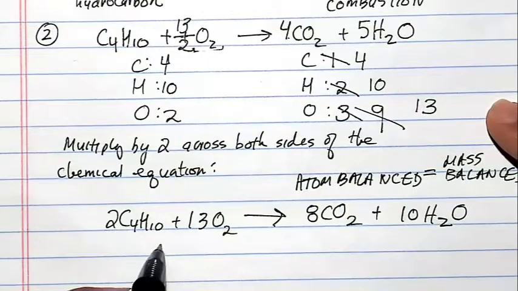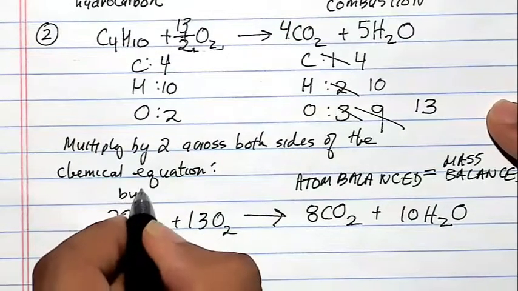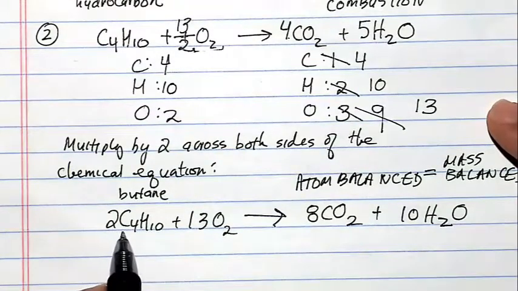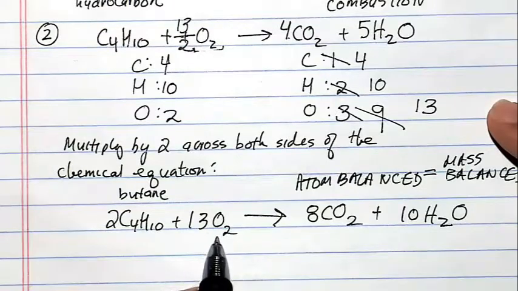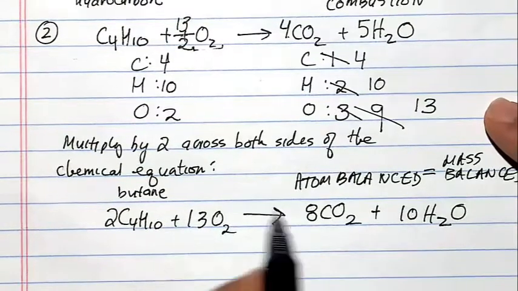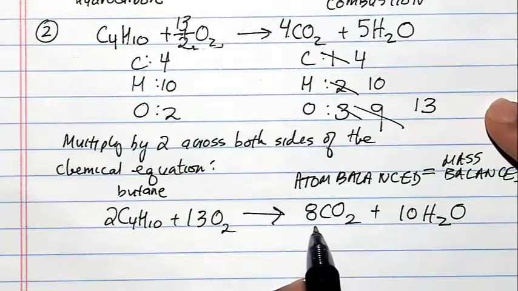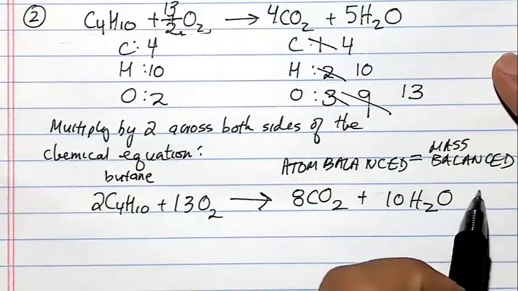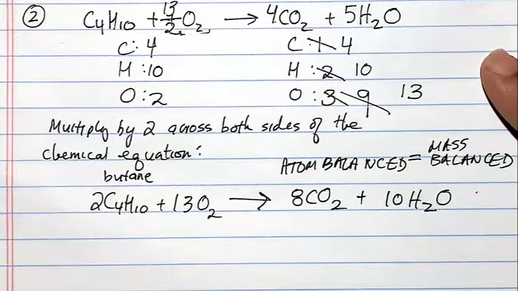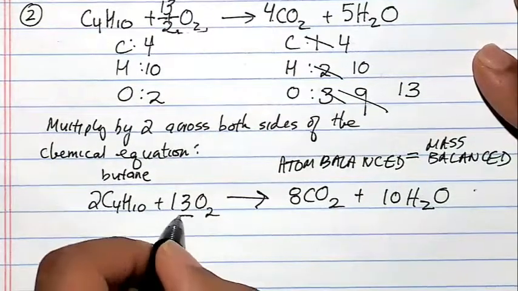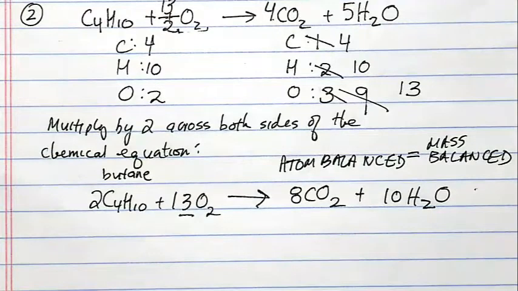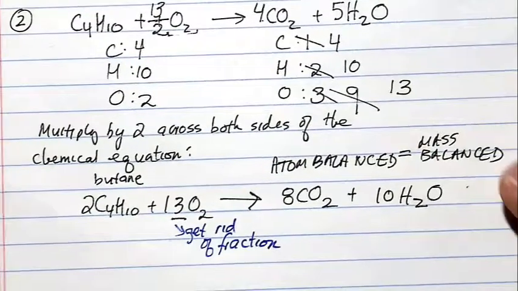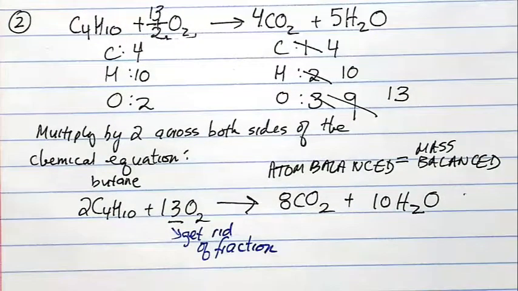So I can take the molecular weight of this hydrocarbon, by the way, this is called butane, multiplied by 2, added to the molecular weight of oxygen multiplied by 13. That sum must equal the molecular weight of CO2 multiplied by 8 plus the molecular weight of water multiplied by 10. That's mass balanced, but atom balanced would mean that you're automatically mass balanced. So the main point here, what I want to emphasize, is this: get rid of the fraction, and generally fractions are to be avoided in balanced chemical equations.